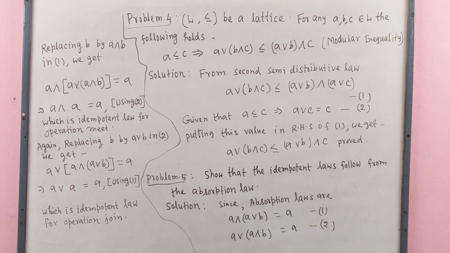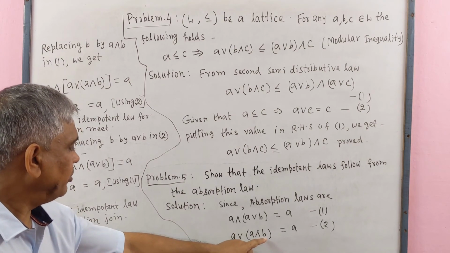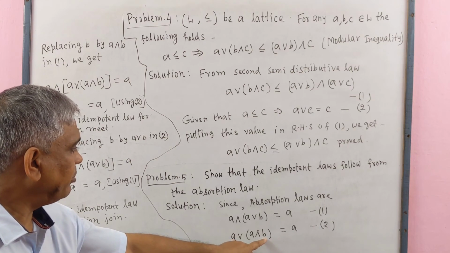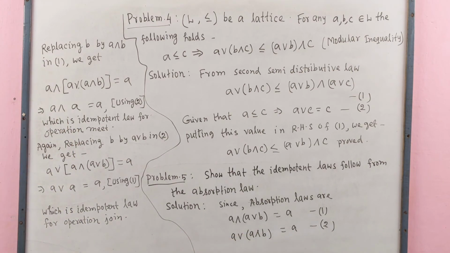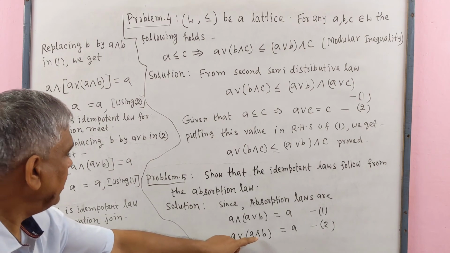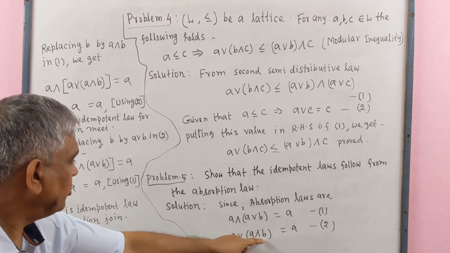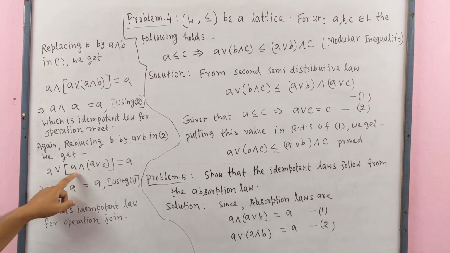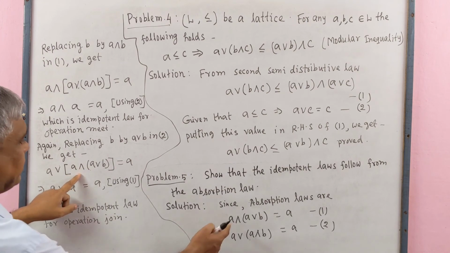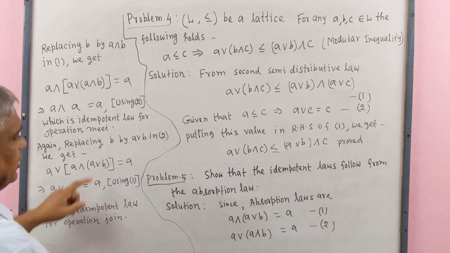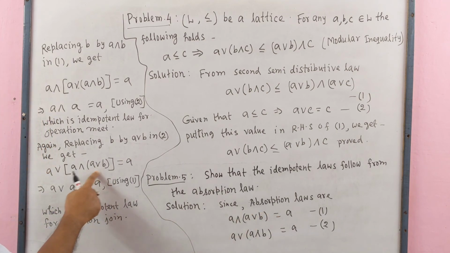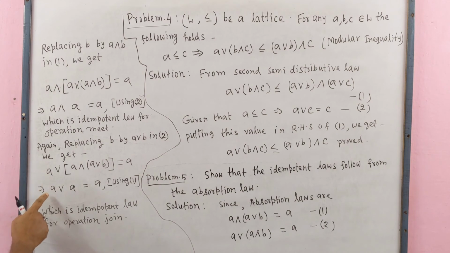This is the idempotent law for the operation meet. Now, replacing B by A join B in number 2, we get A join (A meet (A join B)) equals A. From 1, we see that A meet (A join B) equals A. So here we write A, and we get A join A equals A. This is the idempotent law for the operation join.